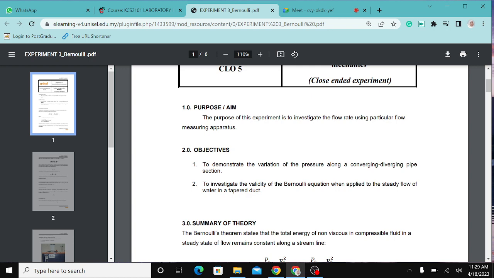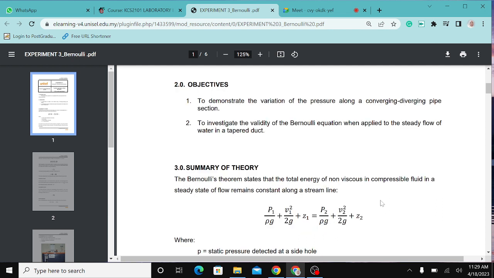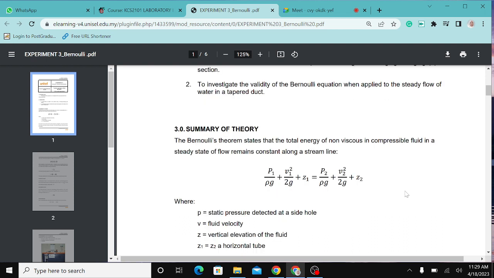For this demonstration, there are two sub-objectives. First one, to demonstrate the variation of the pressure along a converging diverging pipe sections, and second one is to investigate the validity of the Bernoulli equations when applied to the steady flow of water in the tapered duct. Okay, so the concept ataupun teori for the third experiment will be based on this one lah.